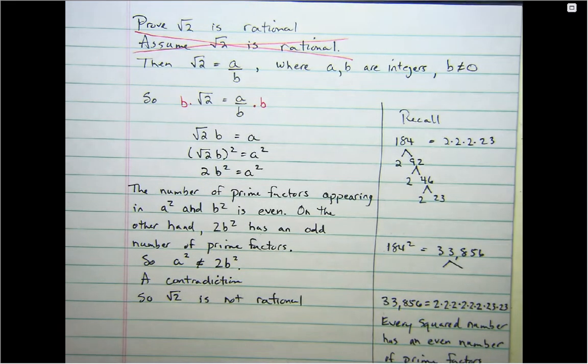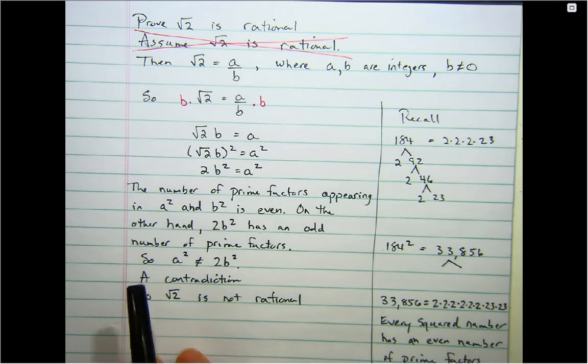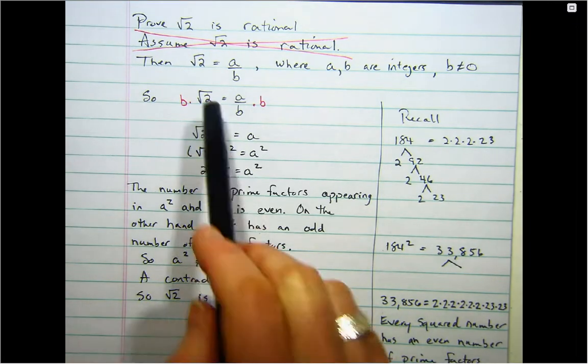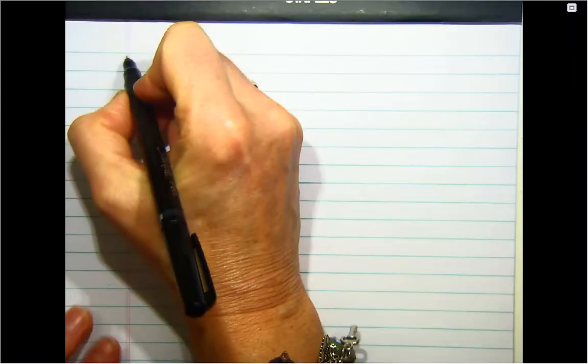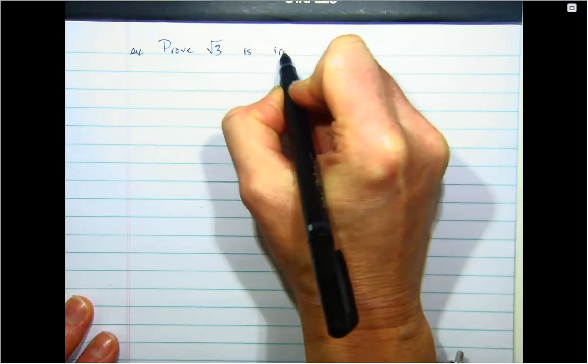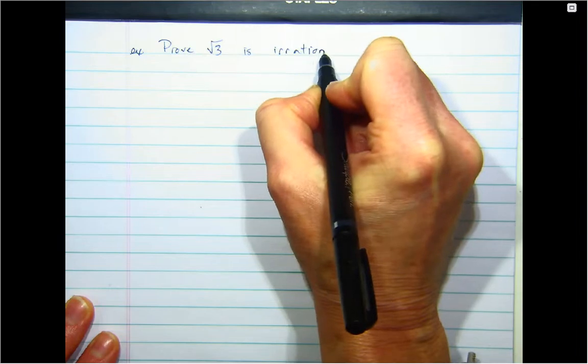Let's try another one, just to make sure, because these are kind of tricky, right? So proofs are always tricky, and we should practice. So we can do this idea with any square root that's not a perfect square, and which is not factorable. So let's prove the square root of 3 is irrational.